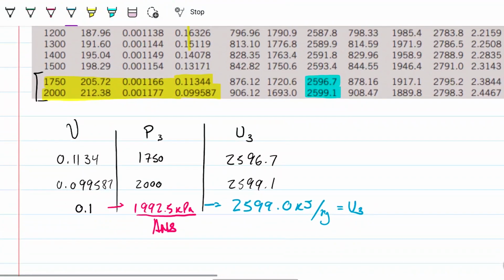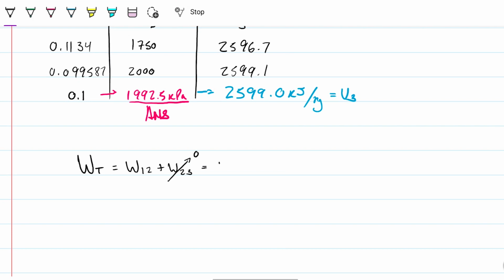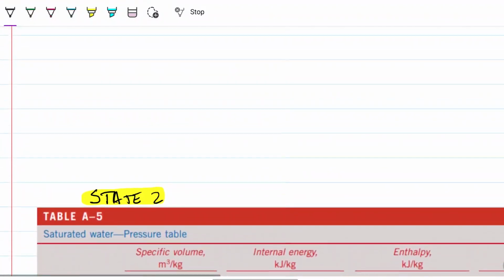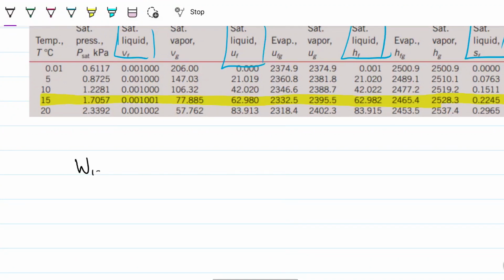Now that I have all that, I can start calculating some things. For instance, what is the total work? Total work, like we said, is work 1 to 2 plus work 2 to 3, but 2 to 3 is nil because there's no change in volume, so this is just 1 to 2. How do I calculate 1 to 2? I know state 2, I have everything I need. Work from 1 to 2 will just be the integral of P dV. Pressure is constant, so that comes out of the integral, and then I just have delta V, which is V2 minus V1.